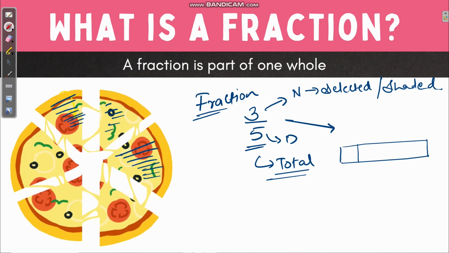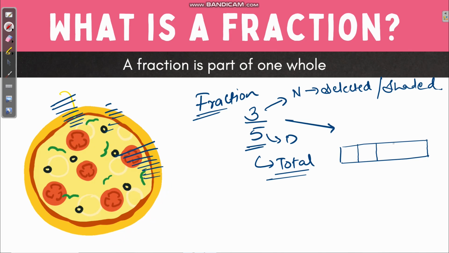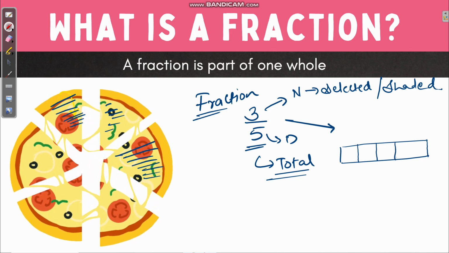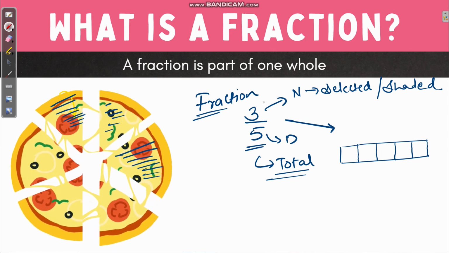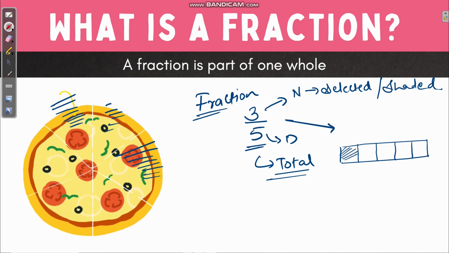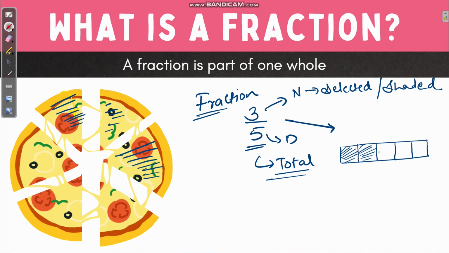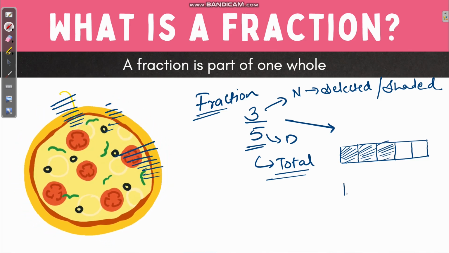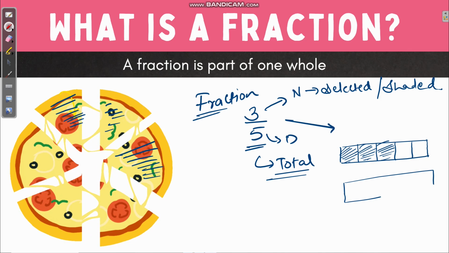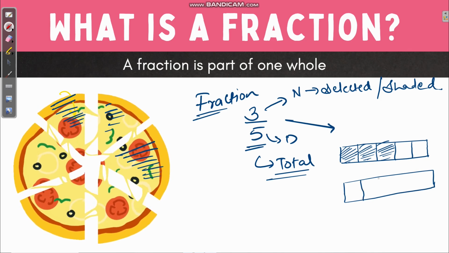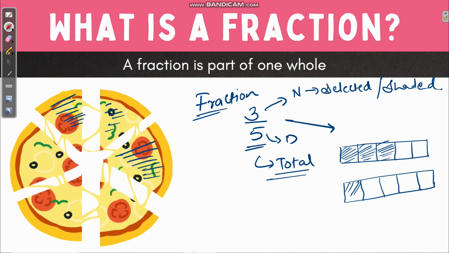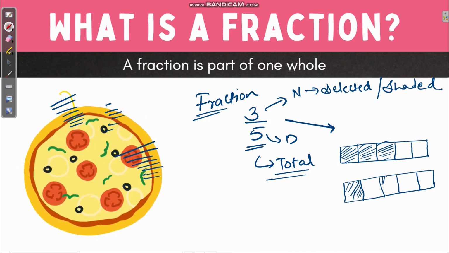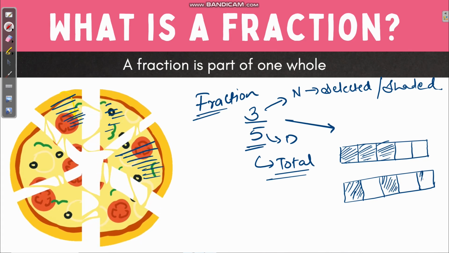So I'm trying to draw equal parts, 1, 2, 3, 4 and 5. Now I have to select 3 parts, or I need to shade 3 parts. So I can select any 3 parts. It's not that I have to just select the first, second and third one. I can also do it like this. Again the same figure, 5 equal parts, assume they are equal, okay? I can select any 3 parts, but I have to select 3.